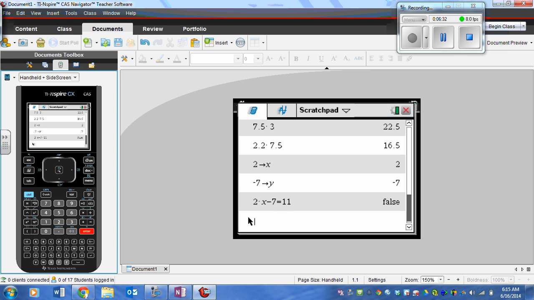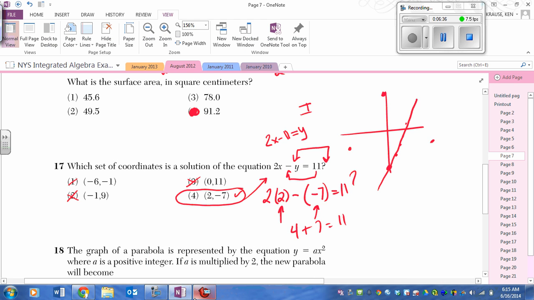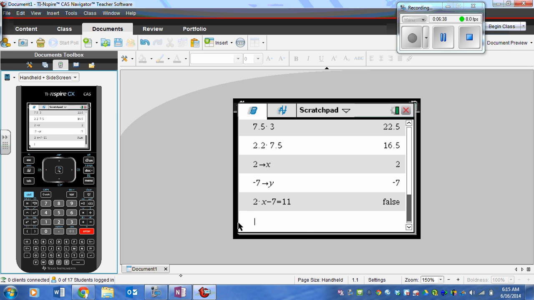I copied out the problem wrong. Oh, I wrote down minus 7. I think I meant to write down minus y, didn't I? Minus y. I don't know what I was thinking.